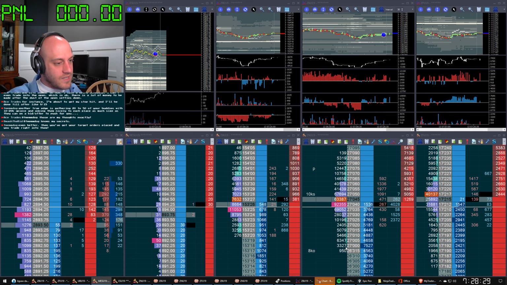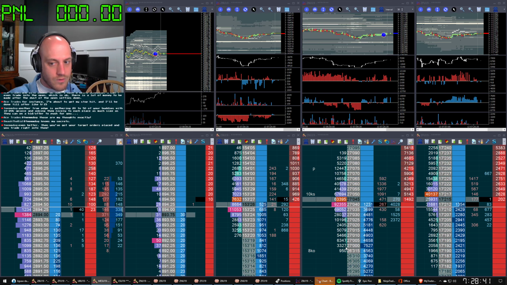Still going into the equity open, very, very quiet. Okay, so they're stacking 100, 200 on the DOM in the E-mini right now. Let's see if we open, if we get a bit more.